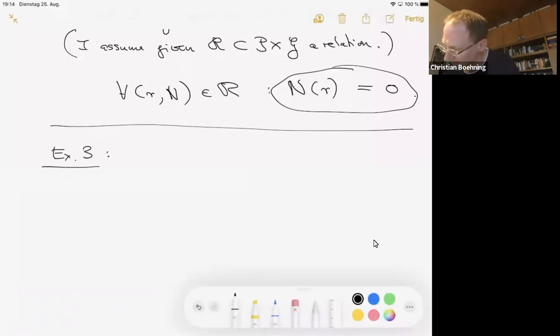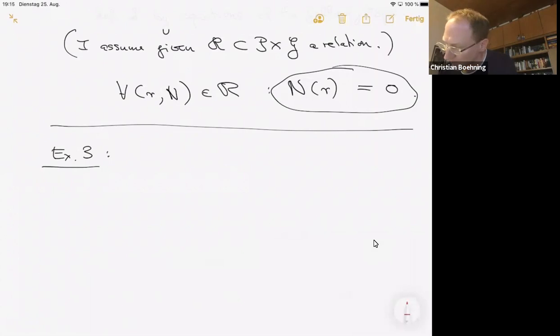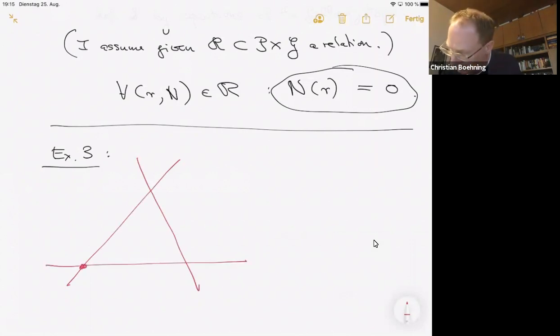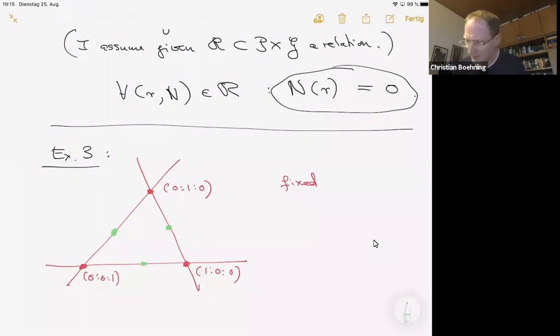For example, I could have three lines and three points that are fixed, and that form a triangle like this. I assume these are the points (0,0,1), (1,0,0), and this is the point (0,1,0). So everything red is fixed. Besides, I could have three variable points, which I draw in green, which are constrained by incidence relations that I impose to lie on the lines, the red lines of the red triangle as drawn here.